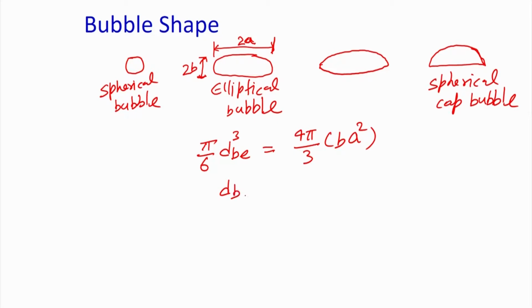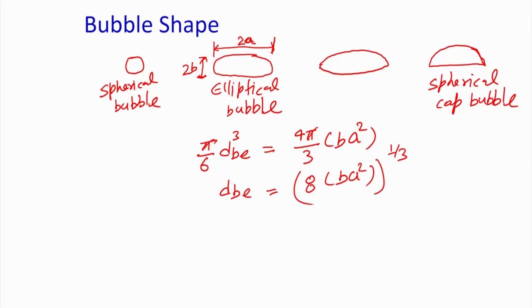So dBE, if you calculate from this place, will be what? The pi will be cancelled out, and the 6. So you will get 8 times B A square, whole raised to the power 1 by 3. This will be the dBE for the elliptical bubble.